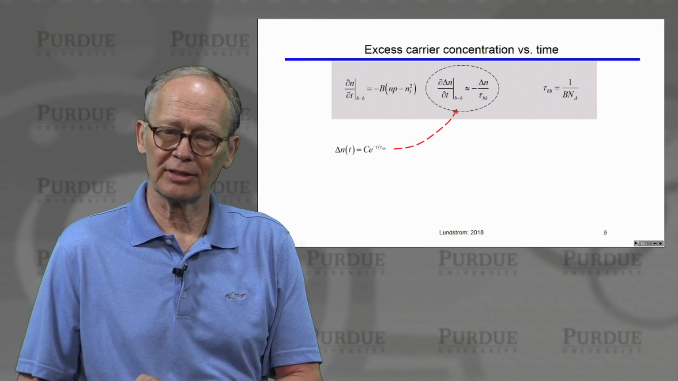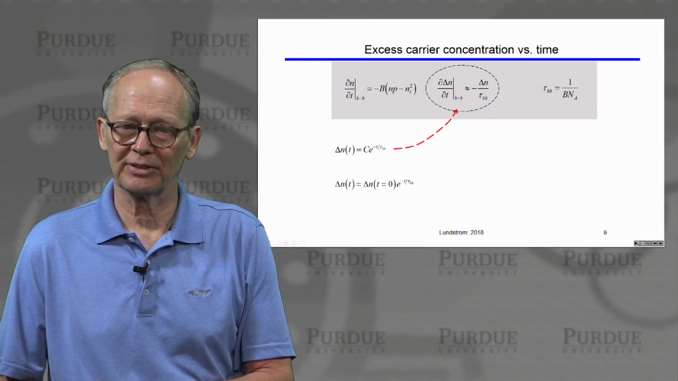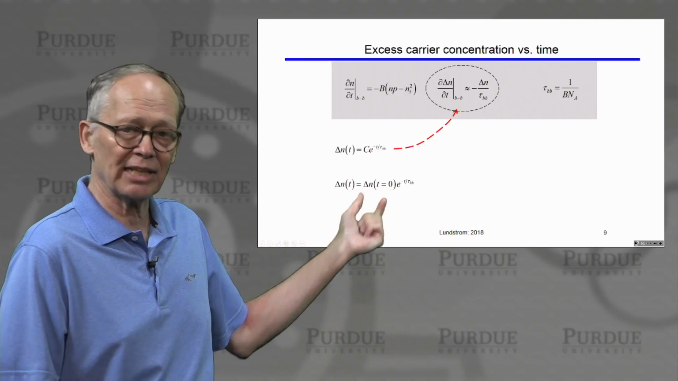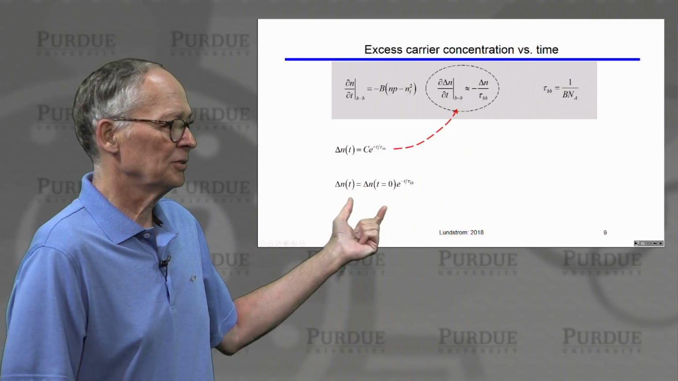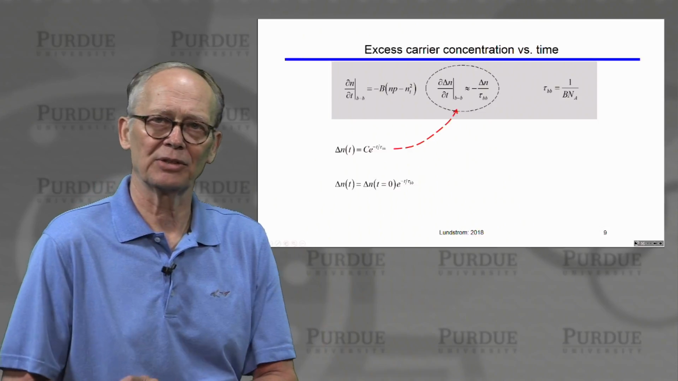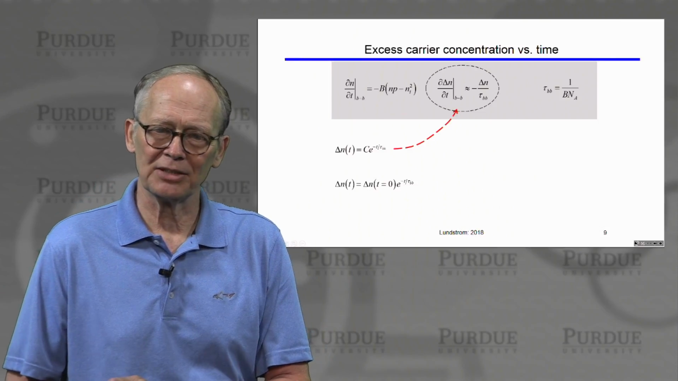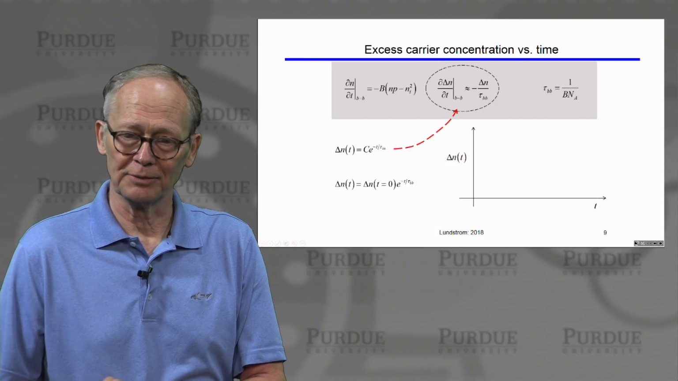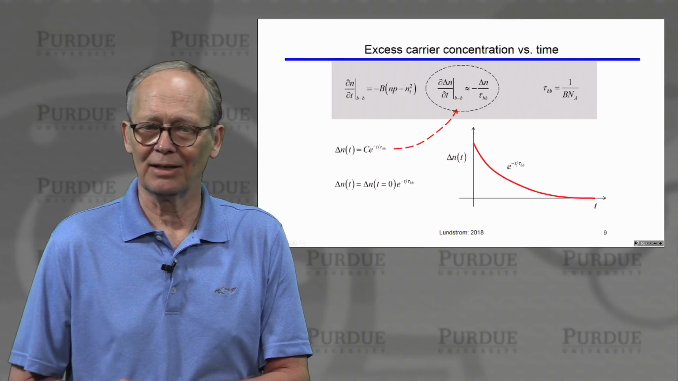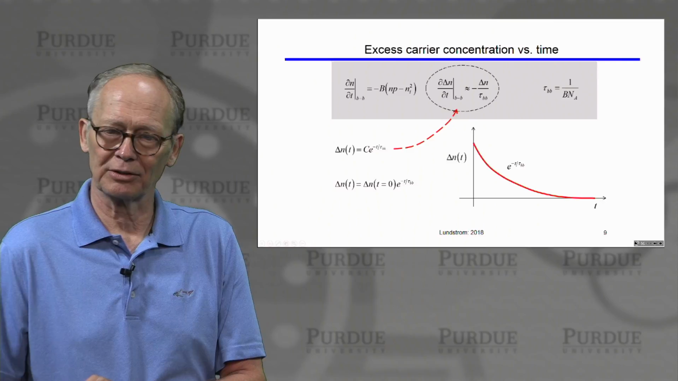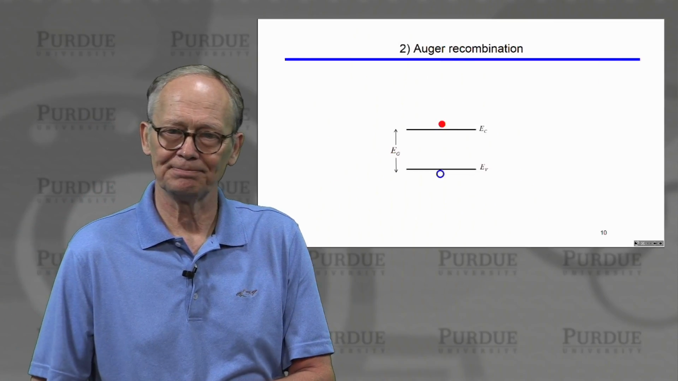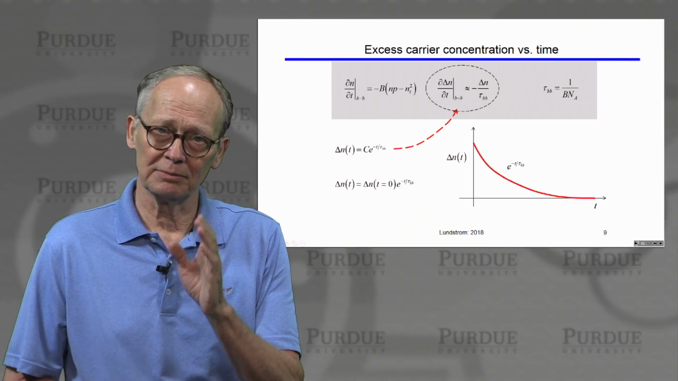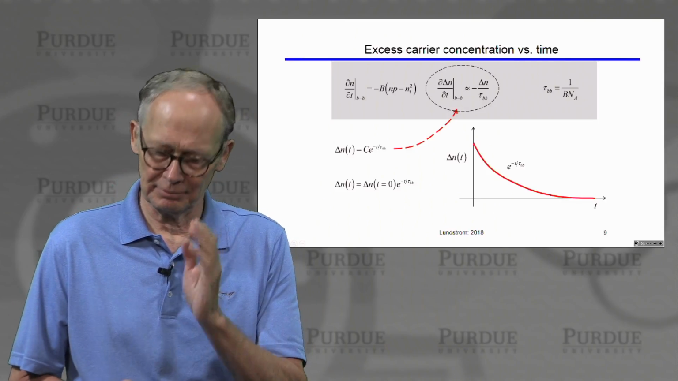The excess carrier concentration decays exponentially with time. At time t equals 0, we have to get the number that we injected at t equals 0. So the excess carrier concentration is decaying exponentially with time, just as we had guessed that it probably would. If I plot delta n versus time, I get this characteristic exponential decay.